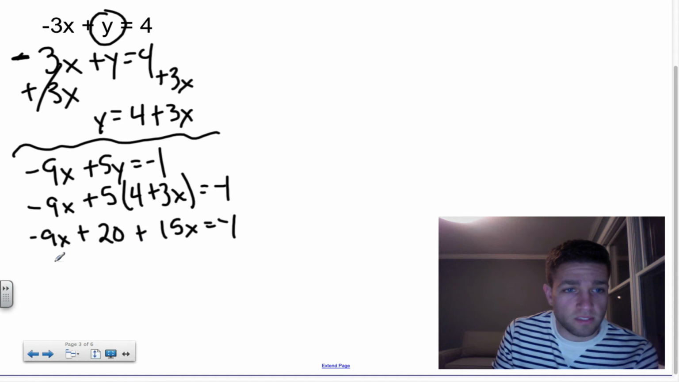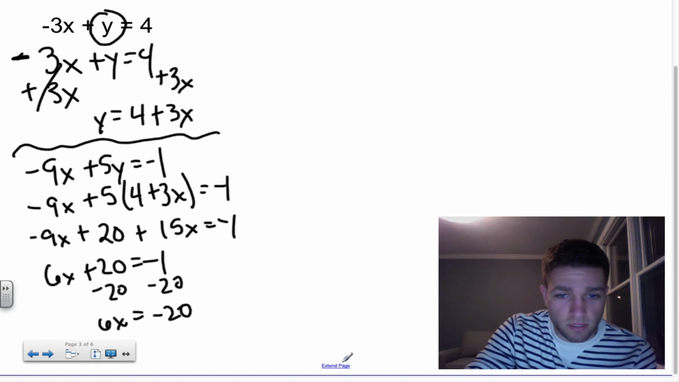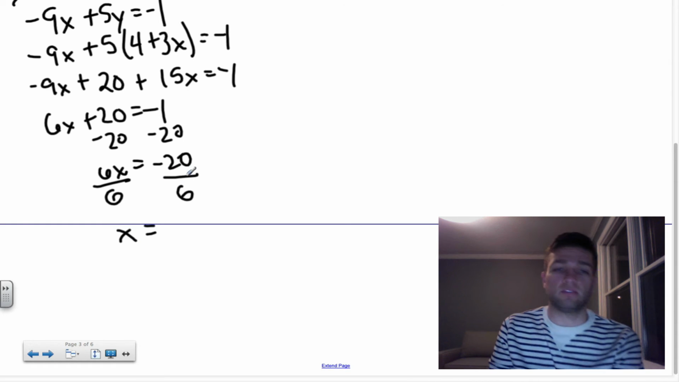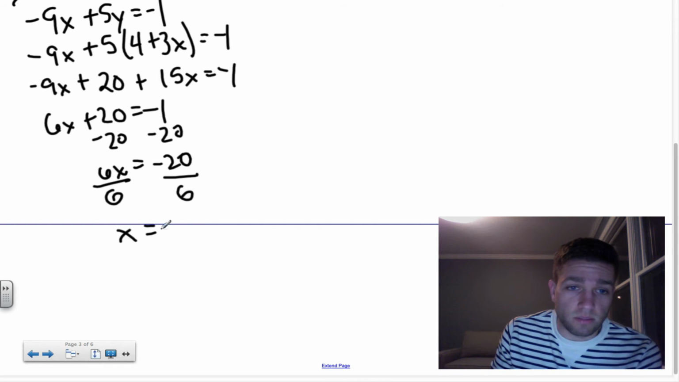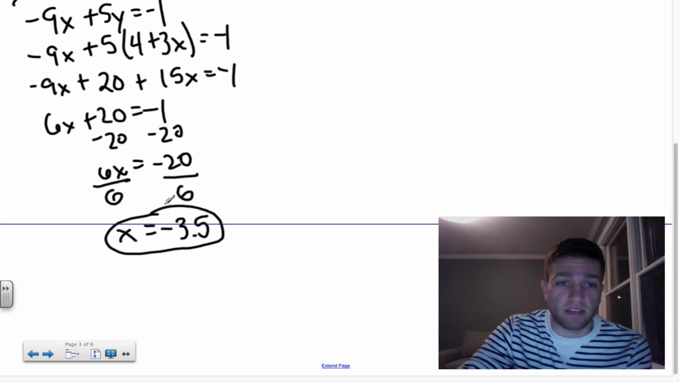Okay, and I'm going to combine like terms. Negative 9x plus 15x is 6x plus 20. Okay, and I'm going to subtract 20 from both sides. And now I'm going to divide 6 from both sides, and don't leave it as a fraction. Don't leave it as negative 20 over 6. If you do your division or just use a calculator, you'll find out that this is going to be negative 3.5, negative 3.5. So there's x, and now how can I find y?